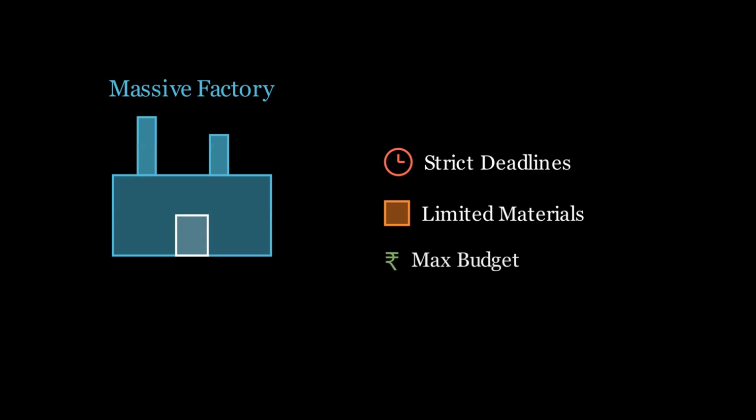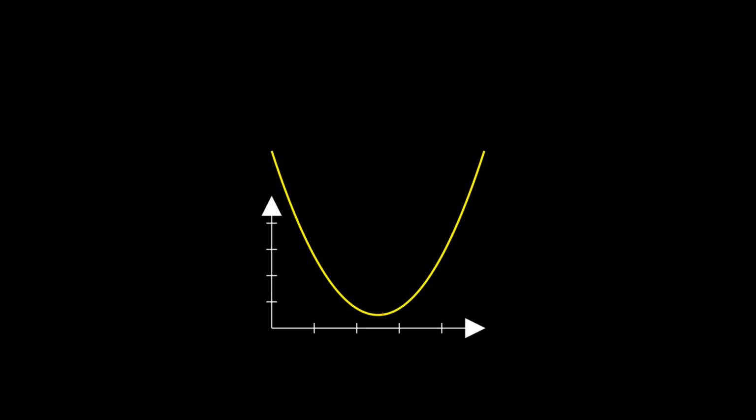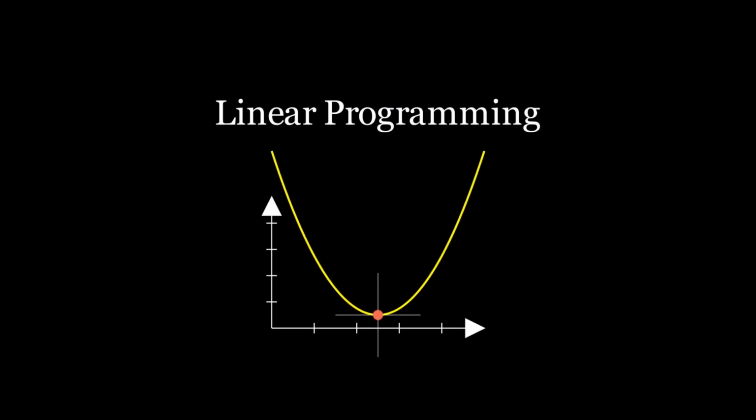Imagine you are running a massive factory. You have strict deadlines, limited raw materials, and an absolute maximum budget. How do you find the exact mathematical point where your production is perfect and your costs are as low as physically possible? You don't guess, you use linear programming.